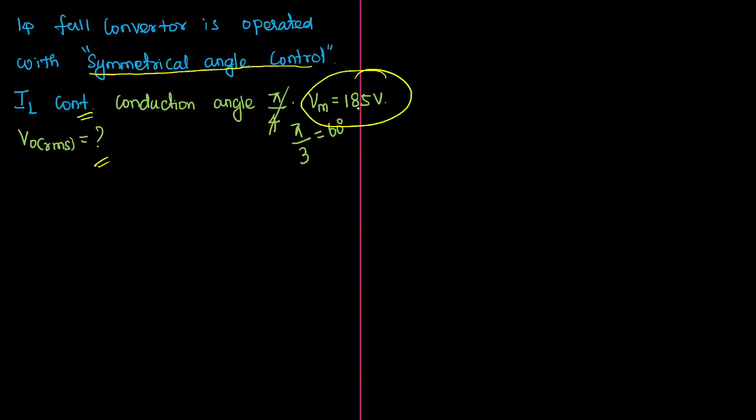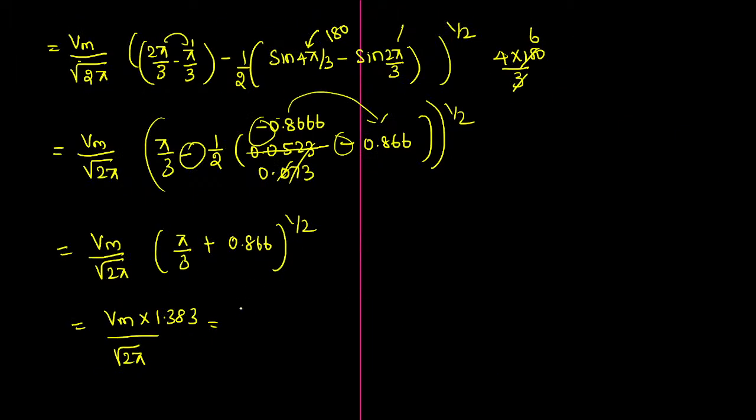Yes, it is given. It is 185. So 185 into 1.383 upon root of 2 into root of pi. That's all.